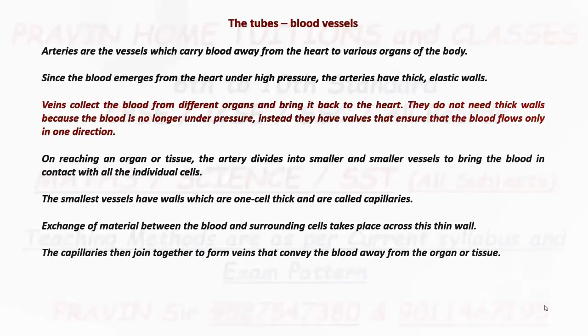Hello friends, in this video we will study how the pumped blood from the heart is circulated to various organs of the body. This is done by the tubes, or we can say blood vessels. These blood vessels are the network of arteries and veins. Arteries are the vessels which carry blood away from the heart to various organs. As the blood emerging from the heart has high pressure, arteries have thick and elastic walls.